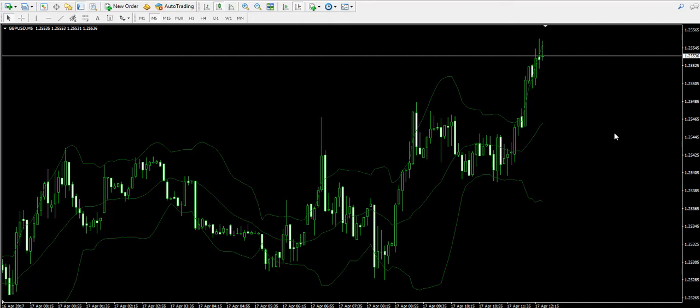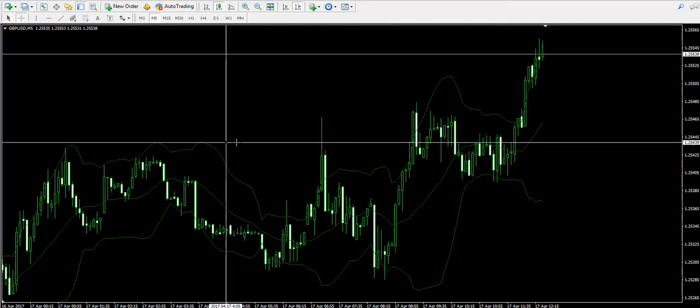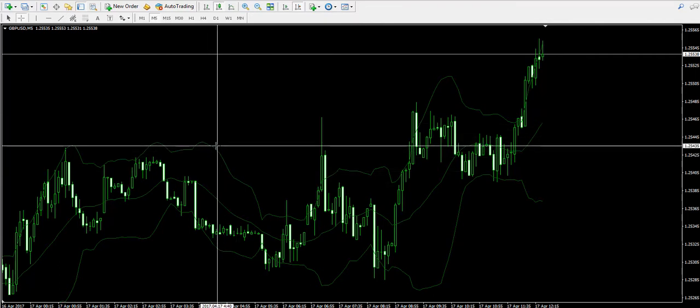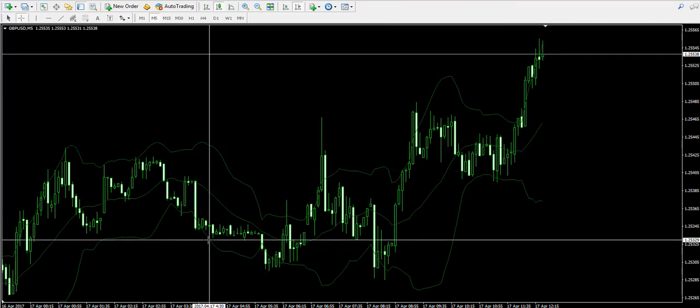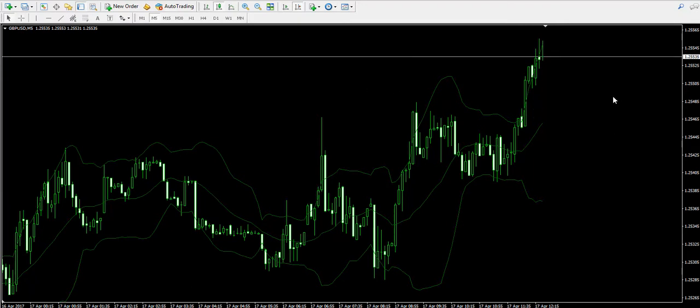So currently I'm looking at the 5-minute chart of the British pound American dollar forex pair. On the chart you also see a well-known indicator called Bollinger Band. The indicator consists of 3 bands: the upper band, the middle band, and the lower band, and it measures price volatility. It basically says when the market is volatile and when the market is not volatile.